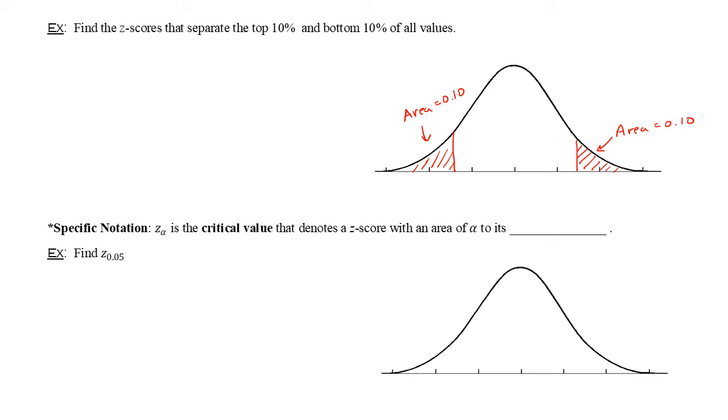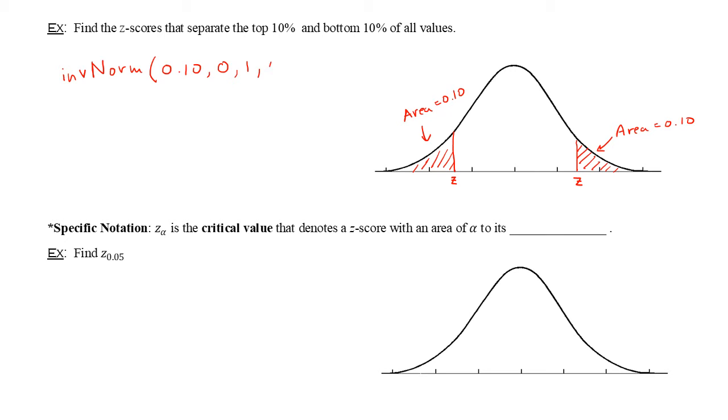So here, because we're given the area and we want to find the associated z-score, we're going to use the inverse norm with an area of 0.10. And we've got to be careful here, because when we choose left or right, if we're choosing left, then we're going to be computing this z-score here. And if we choose right, we're going to be computing this z-score here. So we'll get two different z-scores depending on if we're choosing left or right.